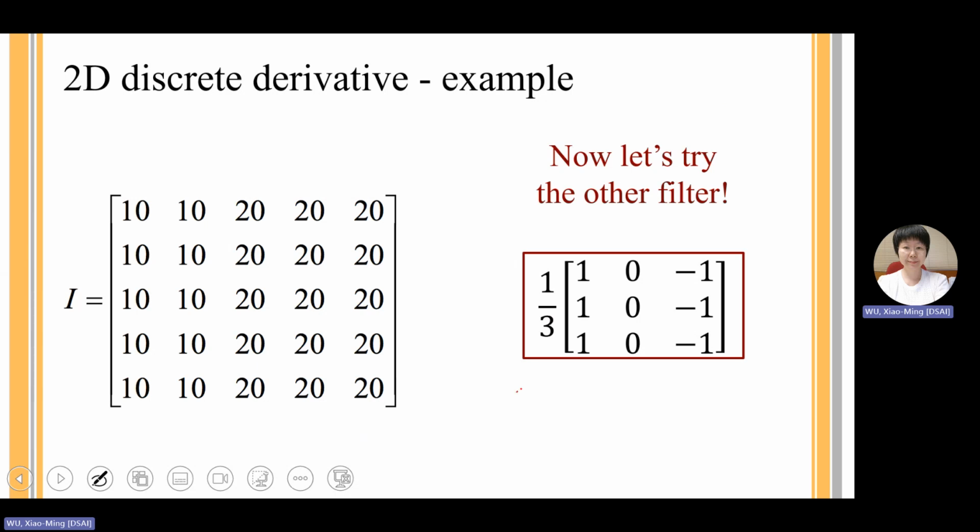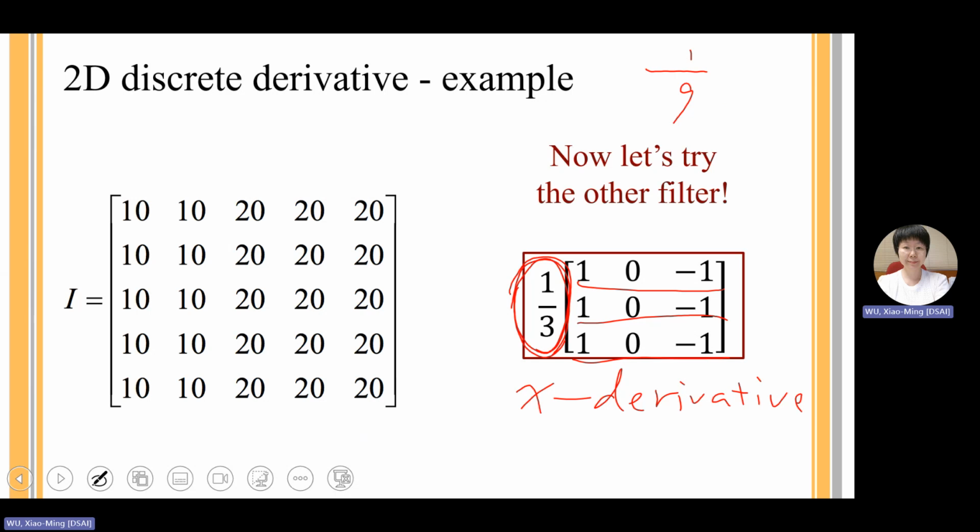Now let's try another filter. We call this filter the X derivative filter. And notice that just like the moving average filter, both the Y derivative and the X derivative filters have a normalizing factor. For the moving average filter, the normalizing factor is 1/9. But here, the normalizing factor is 1/3 because we are calculating the differences across 3 rows.